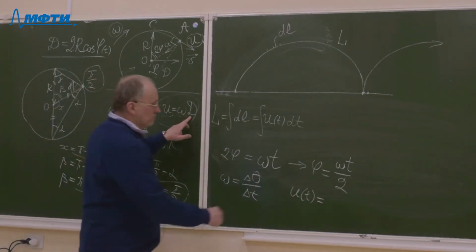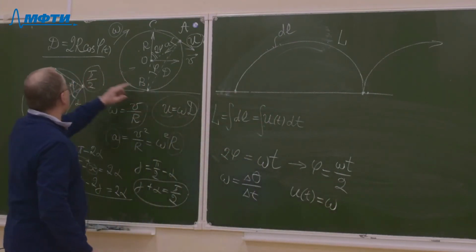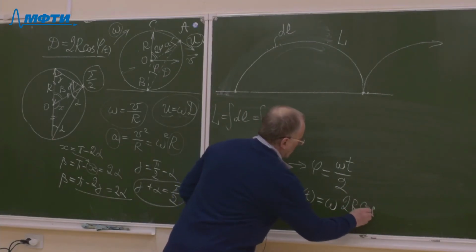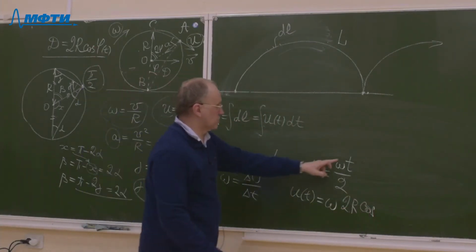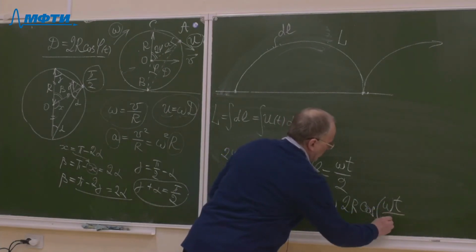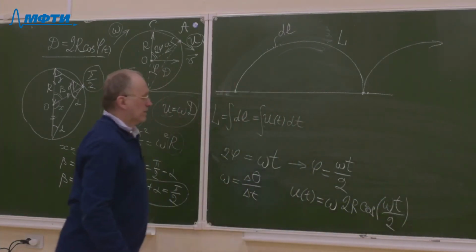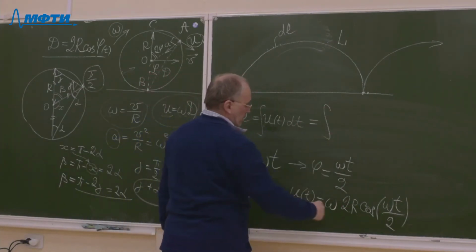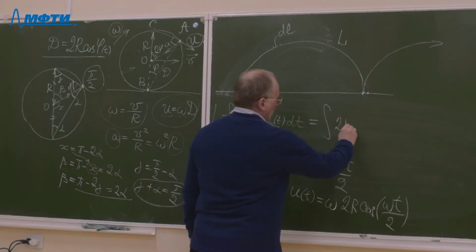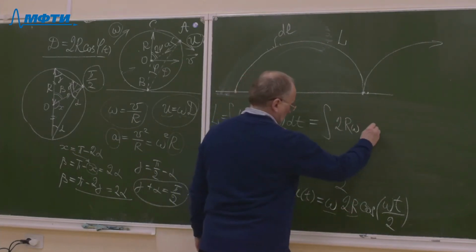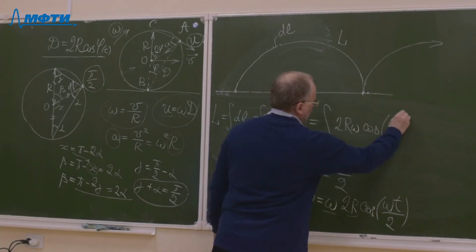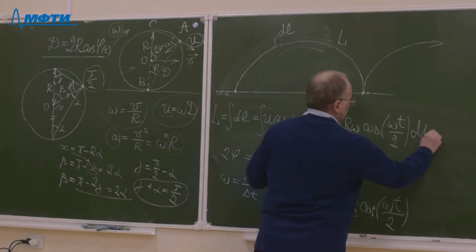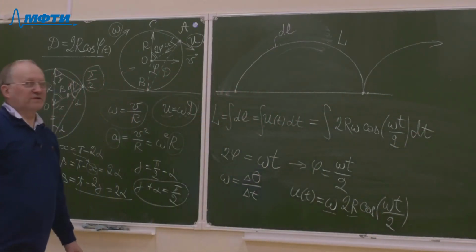U is omega d, and d equals 2r cosine phi, and phi as a function of time is just omega t over 2. That's the function of time. I found it. So I can write here the integral 2r omega cosine omega t over 2 and dt. That's it.